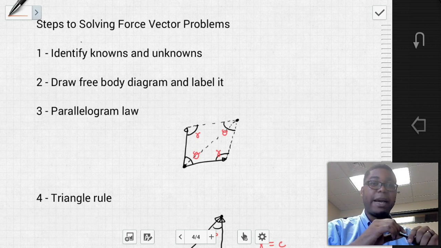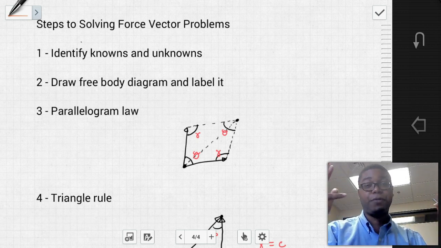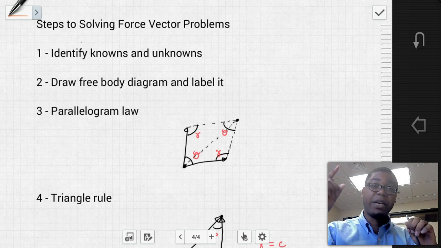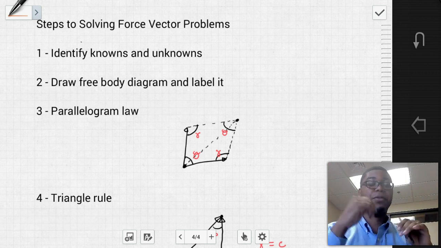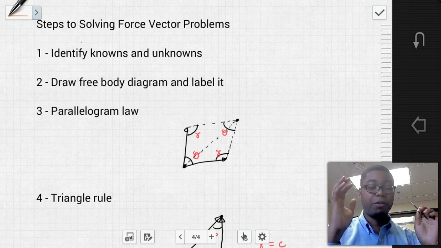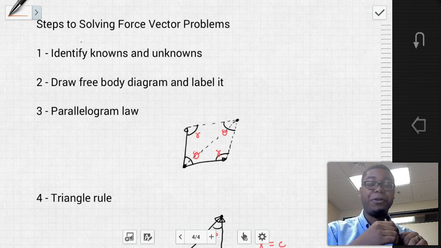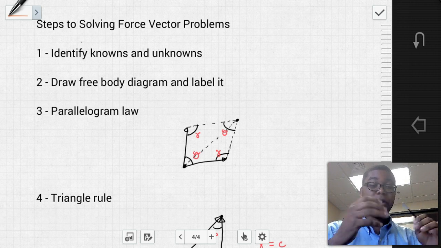You can also be asked to decompose a force vector. So say a force vector is in a certain direction, find the components of that force vector. Those are the two most common types of problems you'll find in your homework and in this section of the book. So what are the steps to solving these problems?